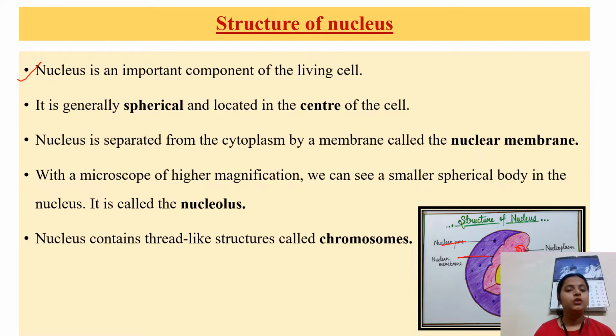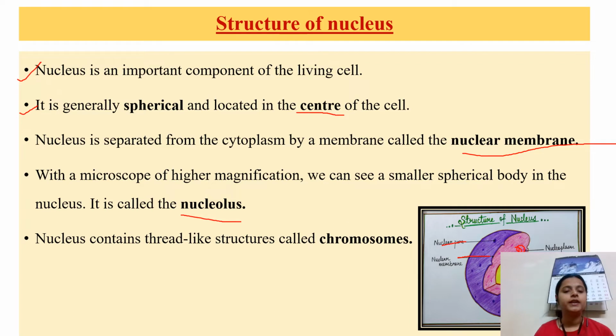The first point is nucleus is an important component of all the living cells. It is a really very important component of all the living cells. The second point is it is generally spherical, as you can see in this picture also, and located in the center of the cell. Nucleus is separated from cytoplasm by a membrane called nuclear membrane. With a microscope of high magnification, we can see a small spherical body in the nucleus. It is called nucleolus. This yellow portion is called the nucleolus.